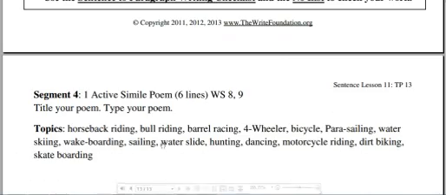And you also need to choose a topic for your one active poem, which must be 6 lines long. You are to title your poem and you are to type your poem. These are your possible topics. If you want to choose something else besides what is on here, text me or call me or email me and ask me permission, because I want to make sure that it's something that will actually work. Otherwise, you need to stick with the options that are on the assignment.